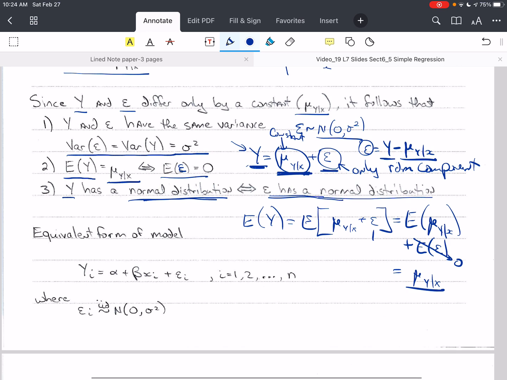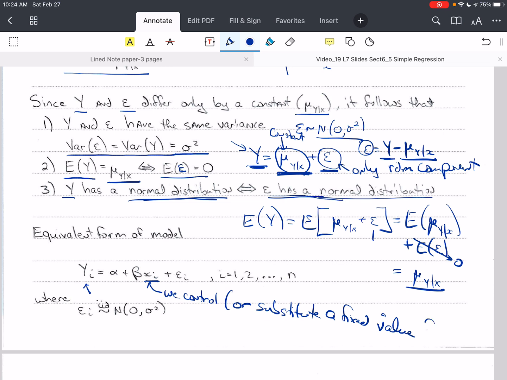So we have an equivalent form of the model. Y sub i equals alpha plus beta x sub i plus epsilon sub i. And again, this is a pure value. We set or determine x sub i. We control or substitute a fixed value for x sub i. Okay, so we can set that value as long as it's in the range of the data that we have. We can plug it into this equation and actually calculate y sub i.